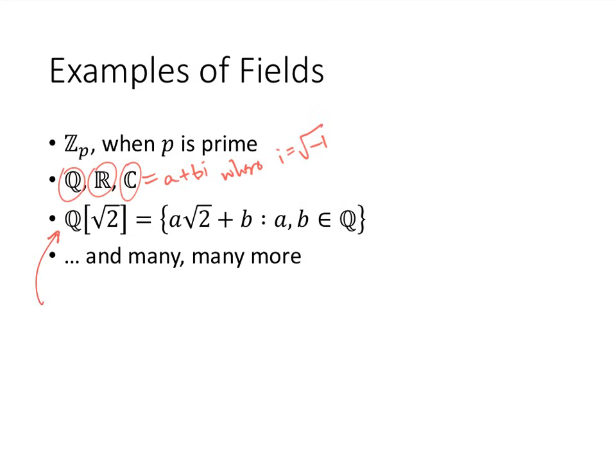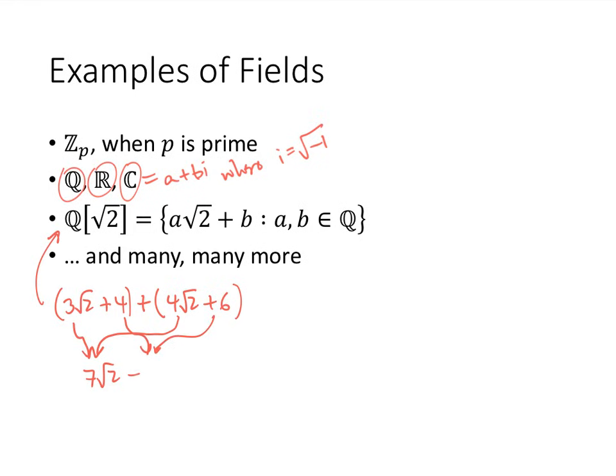So if I had 2 of these that I wanted to add together, let's say 3 times the square root of 2 plus 4, and I wanted to add that to 4 times the square root of 2 plus 6, I would just collect like terms. So 3 radical 2 plus 4 radical 2 would be 7 radical 2, and then 4 plus 6 is just 10. So you just add them like that.